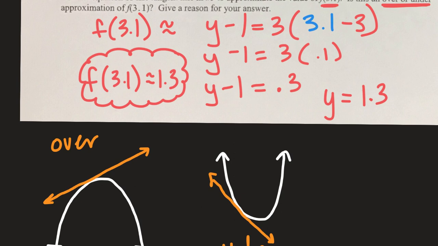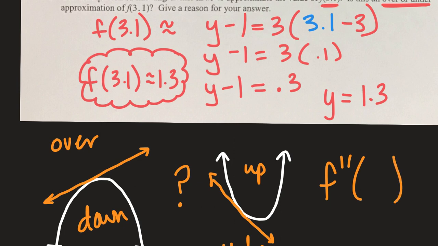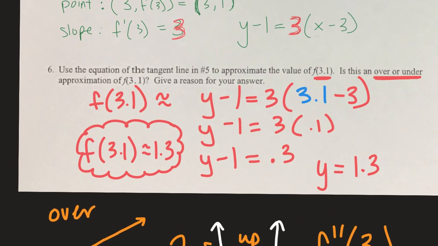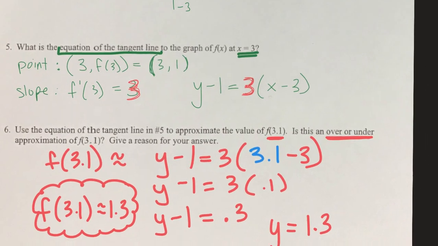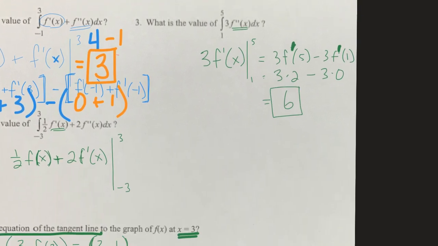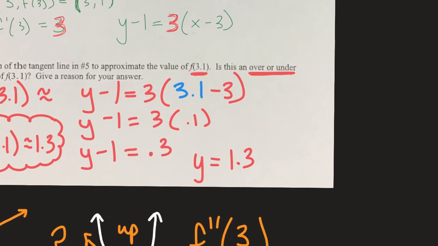So the question is, how do we determine if it's concave down or concave up? And the answer is we look at the second derivative. The second derivative tells us whether our graph is concave up, if it's positive, or concave down, if our second derivative is negative. So what is the second derivative at 3? Because that's our x value. It is negative 3.